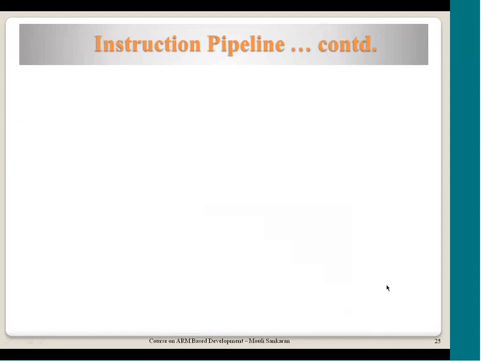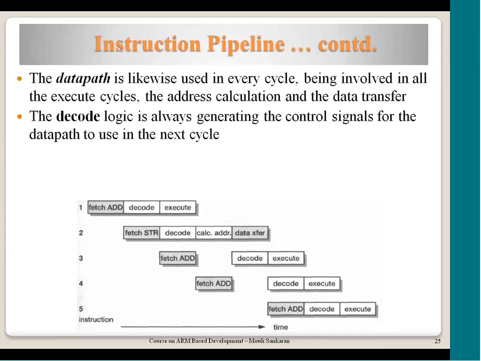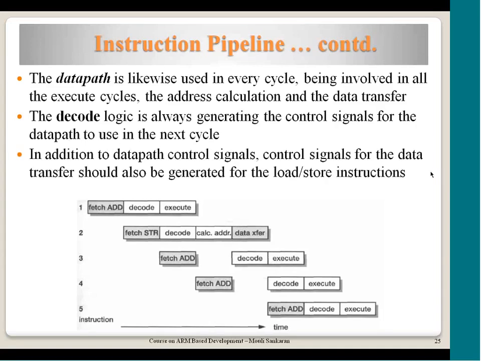The data path is used in every cycle, being involved in all the execute cycles. The data path is what I explained to you about, the ALU and the barrel shifter, and the decode logic is always generating the control signals for the next data path. In addition to the data path control signals, control signals for the data transfer also have to be generated during this time. That's why the decode logic is not being used during this time.